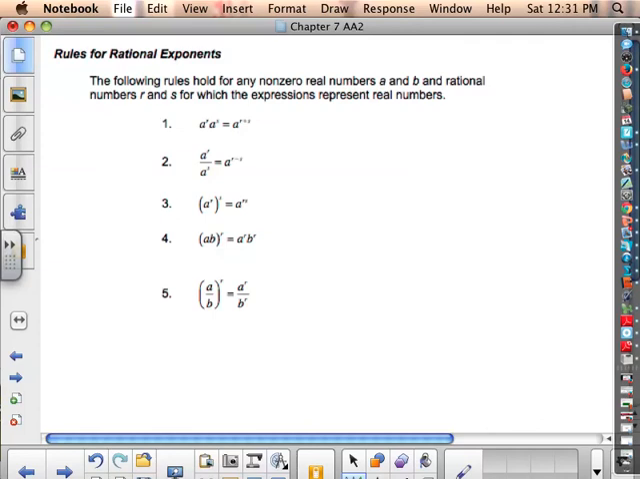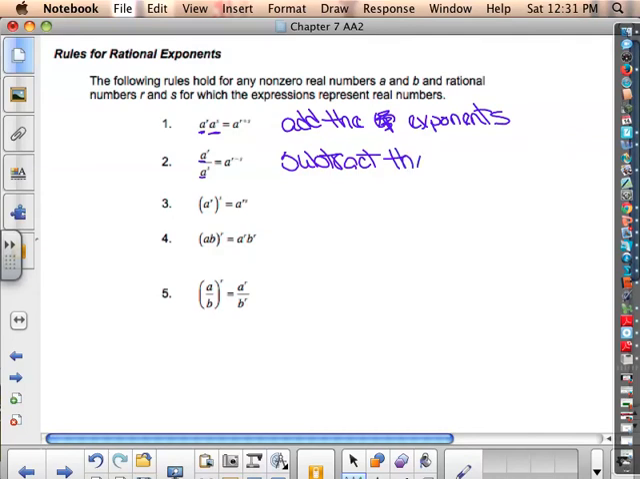Recall the rules for exponents. As I said, you already know these. When you are multiplying like bases, you add the exponents. When you are dividing like bases, you subtract the exponents. When you are raising a base to a power, you multiply the exponents.